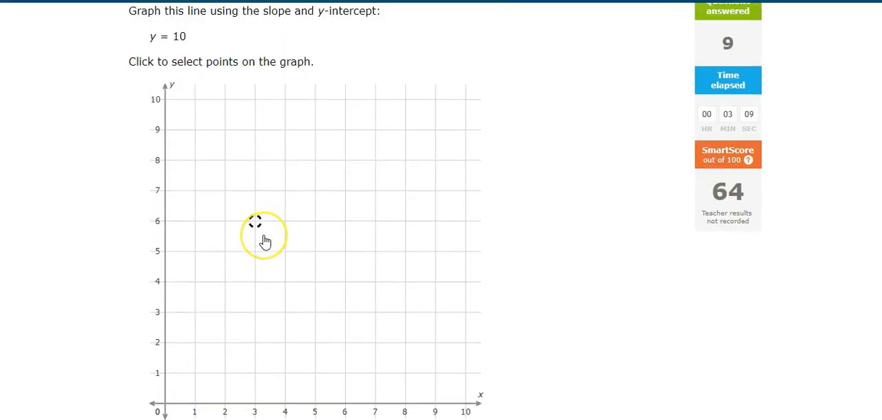y equals 10. Okay, well, where's y equals 10? Is this y equals 10? Or is this y equals 10? This is y equals 10, it's just a horizontal line.